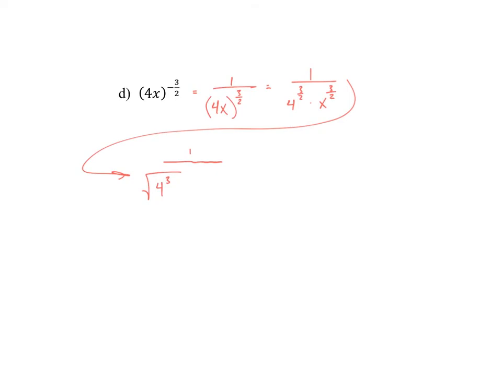So I've got the square root of 4 cubed times the square root of x cubed. So let's try to simplify this a little bit. We could think about it in terms of numbers with this 4. 4 to the 3rd power is 64, right? Because 4 times 4 would be 16, and 16 times 4 is 64. So what we really have here is the square root of 64.